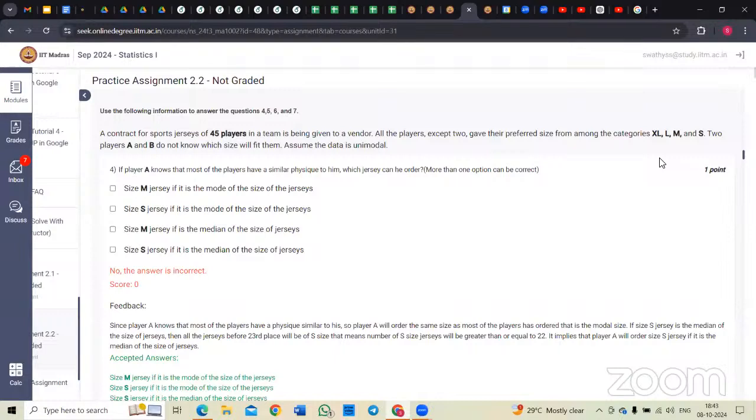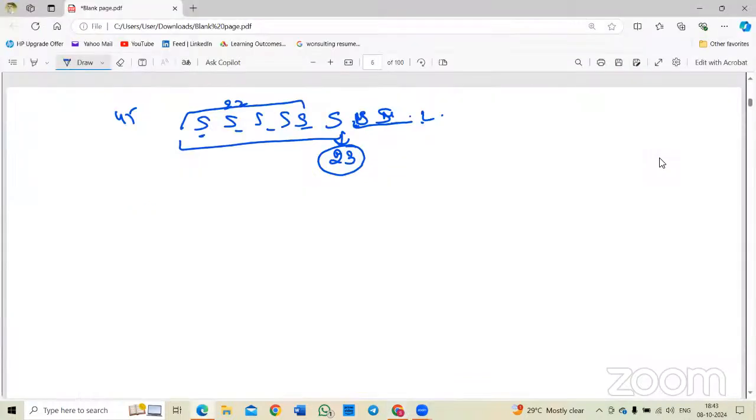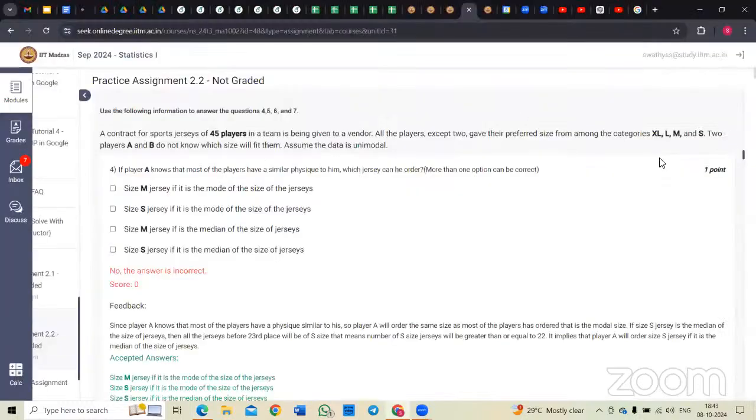From total 45 players, just think that you are excluding the 2 ones, right? So total is 43. In 43, the median is 21. The 21st value is small size, right? So before that, all the sizes would be S only. That is, most of the sizes are S only. And A is selecting the size most of the other players are selecting, right? So S, so options 1, 2, and 4 will be the correct options. Yes, ma'am, got it. Okay, ma'am.